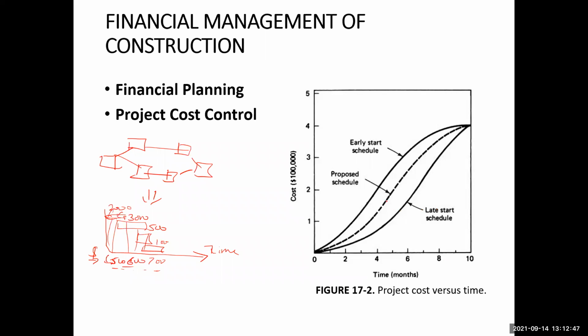So we can get three types of S curves over here. One can be for the normal schedule, that means how we have scheduled the activities.